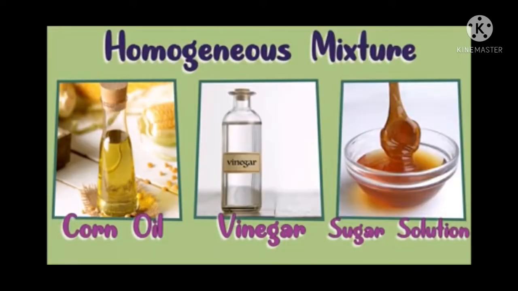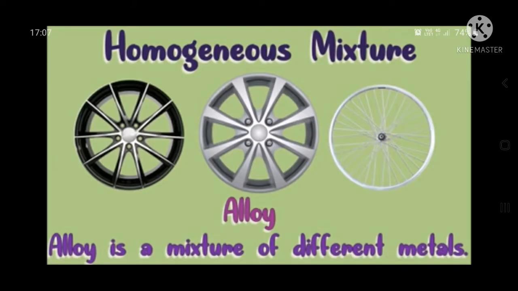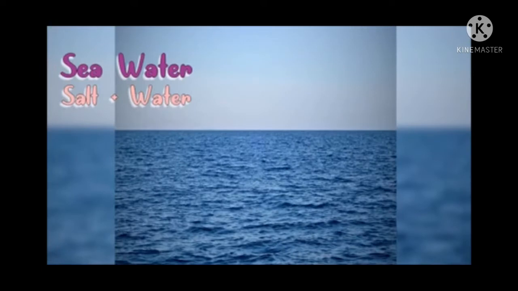Other examples of homogeneous mixture that we use in our daily life are corn oil, vinegar, sugar solution, coffee, alloys. Alloy is a mixture of different metals. Different metals are mixed together in fixed ratio. Seawater. We all know that we get salt from the sea. It means in sea, salts are mixed homogeneously.